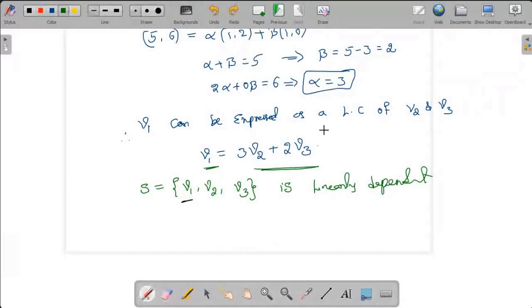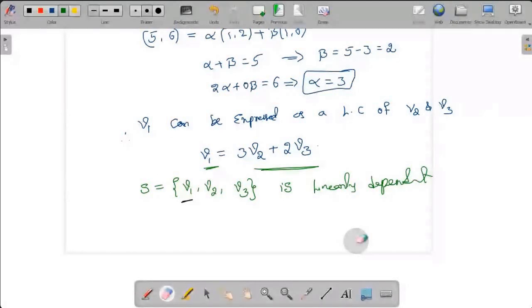So we can write V2 equal to V1 minus 2V3 divided by 3. So 1 by 3 into V1 minus 2 by 3 into V3. So V2 can be expressed as a combination of these two. Similarly, V3 also can be expressed as a combination of V1 and V2. It is not only that one element can be expressed as a combination of others. In this set, every element can be expressed as a combination of other elements.